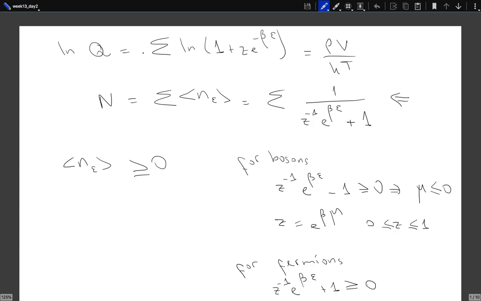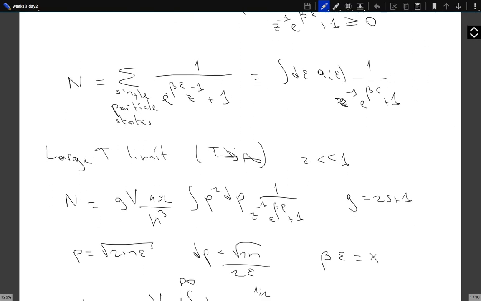In the case of the bosons, we had seen that the chemical potential had to be negative, and at lower temperatures it increases, and if it reaches zero at a finite temperature, then we have what's called the Bose-Einstein condensation. In the fermionic case, there is no such limit. There is no such constraint. The chemical potential basically can take any value.